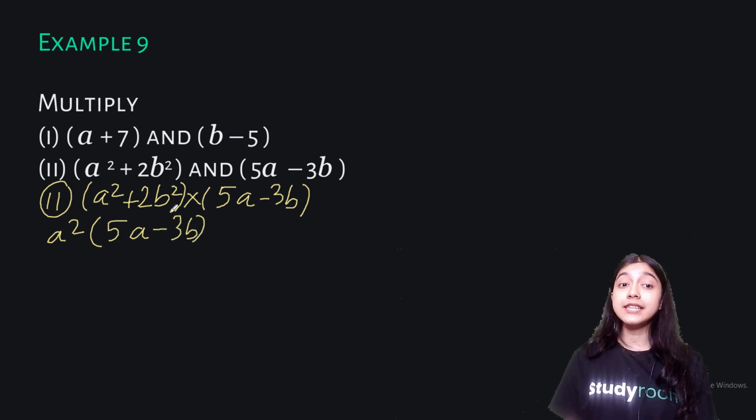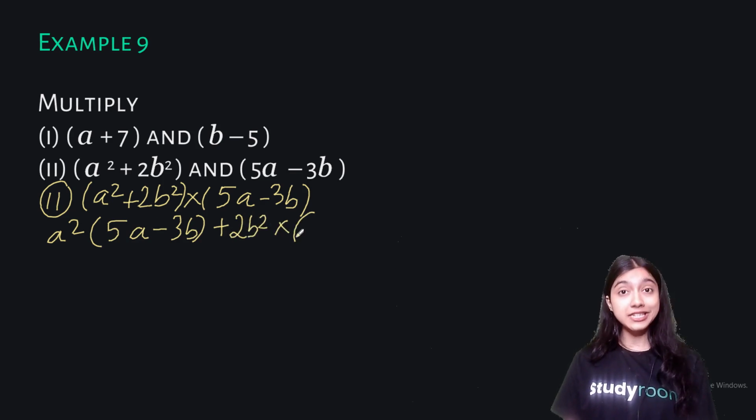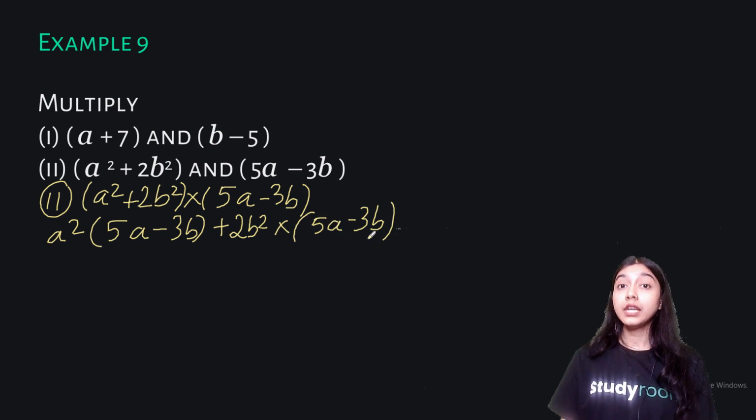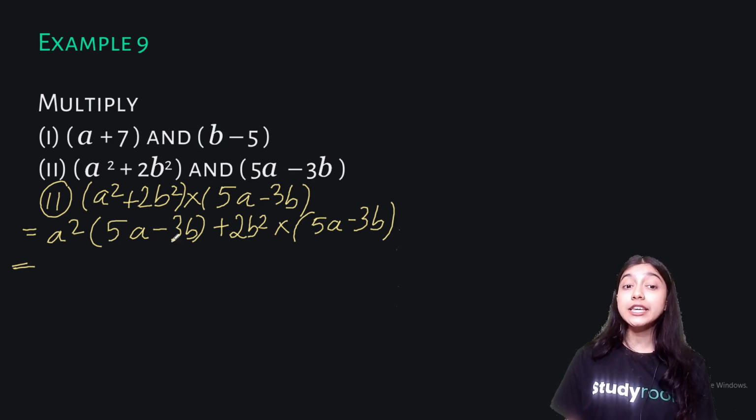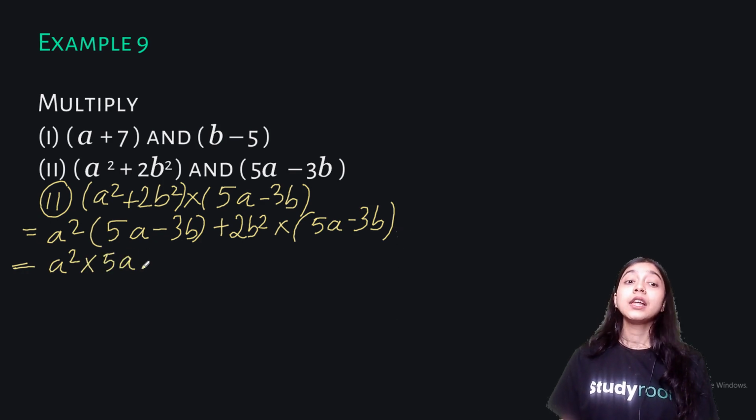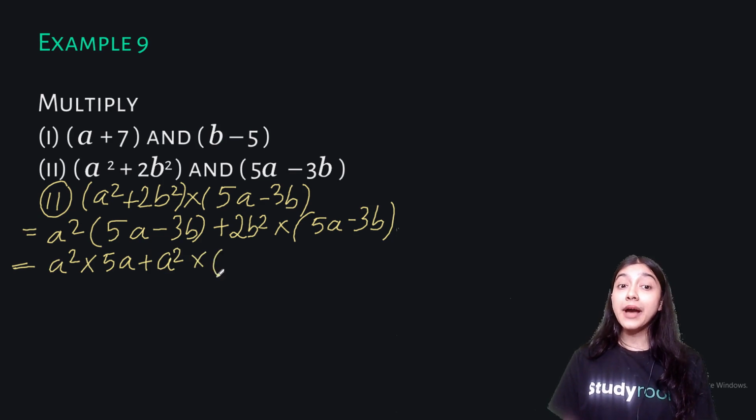Now we will take the second term of the first binomial, that is plus 2 times of b square, and then multiply it with the entire second binomial. That is 5a minus of 3 times of b. Now, the next step is to multiply individually. That is, we have to multiply a square with each of these terms. So, I will be multiplying a square with 5 times of a. Then, I will be multiplying a square with minus of 3b.